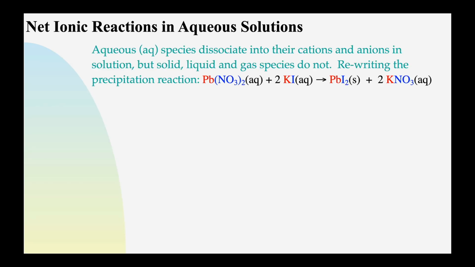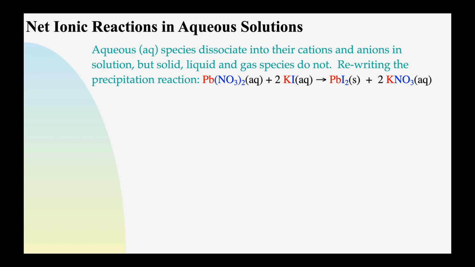Aqueous species are important for chemists because once you get past the regular equation, you can then figure out which chemicals are actually making something happen. What's the action of the reaction? And usually if you form a solid, liquid, or gas, the chemicals used to form the solid, liquid, and gas are actually doing something, all right?